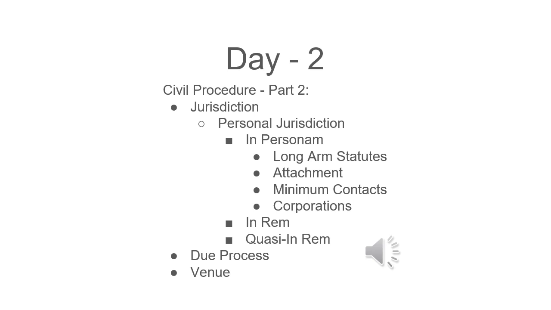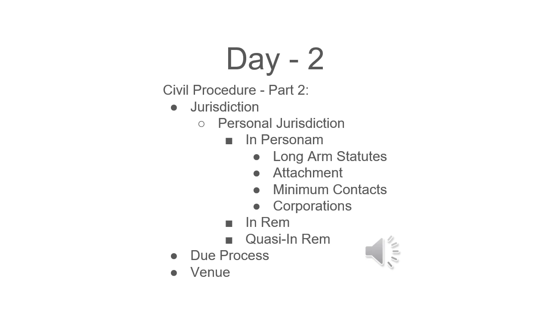In rem personal jurisdiction is jurisdiction, again, over real and/or personal property, but an in rem action extinguishes all rights of all parties in and of the property, whether those parties are named or not. This is considered an eminent domain action. Whether the party is named or not in the action, their rights are extinguished. A quasi in rem action is, again, real or personal property. However, this action only extinguishes the rights of the named defendants.